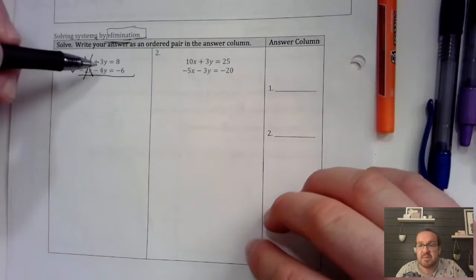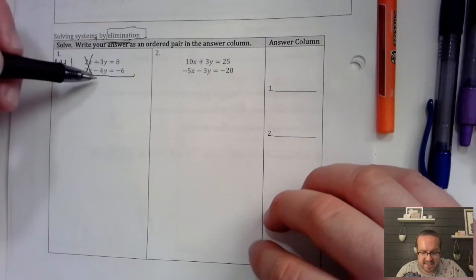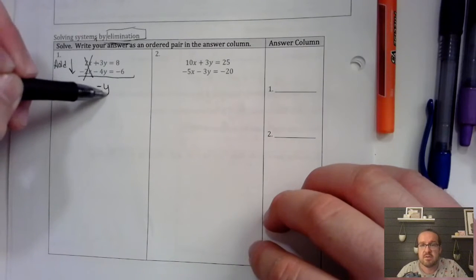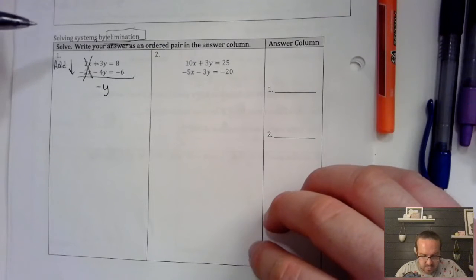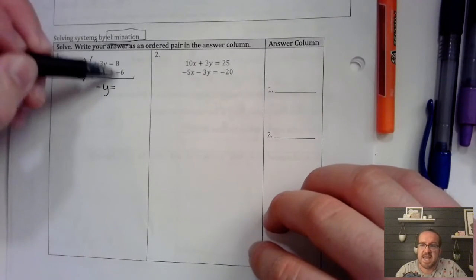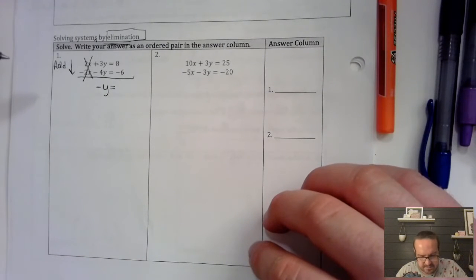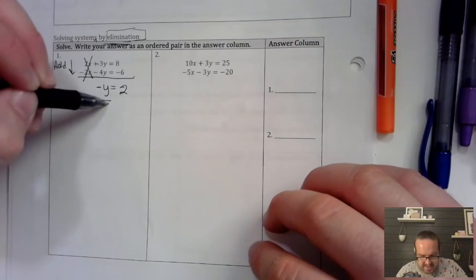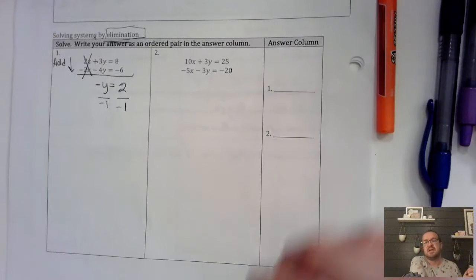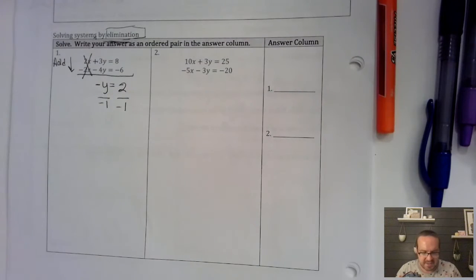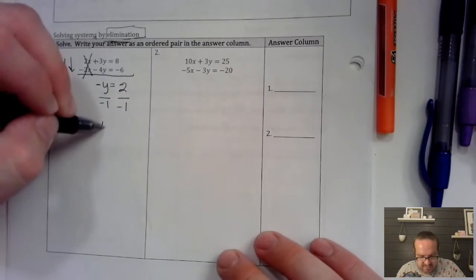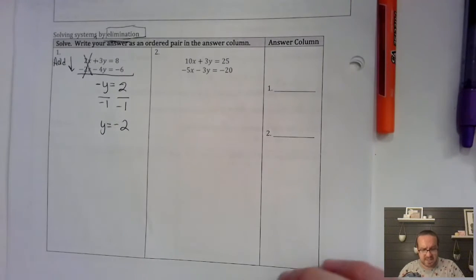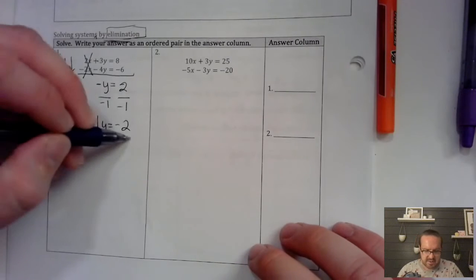And I have to make sure I pay attention to the signs. I am adding these. So 3 plus negative 4 is just negative y. Again, there's my equal sign. And again, I'm adding that straight down. 8 plus negative 6 is positive 2. In order to get y by itself, I must take the opposite or divide by negative 1. So y equals negative 2. So that's pretty straightforward, right? That's really nice to have that right there.